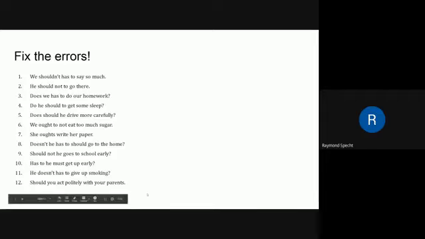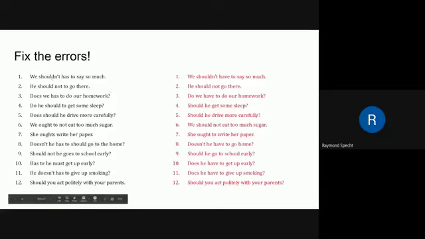All right. Hopefully everyone was able to find the errors here and correct our sentences and our questions. Let's go over our answers. Okay. We shouldn't have to say so much. Have. He should not to go there. He should not go there. No to. Does we has to do our homework? Do we have to do our homework?